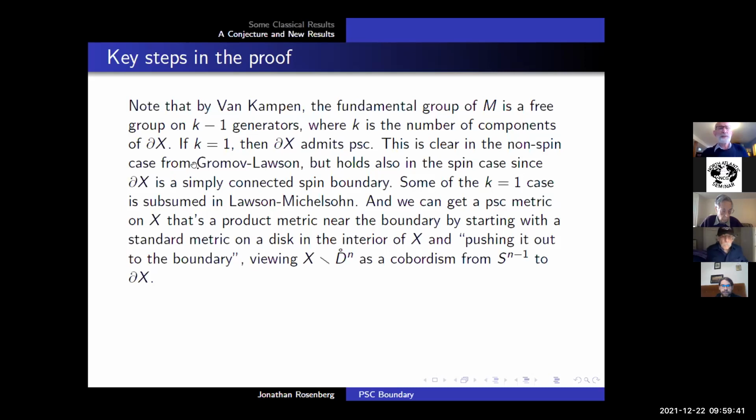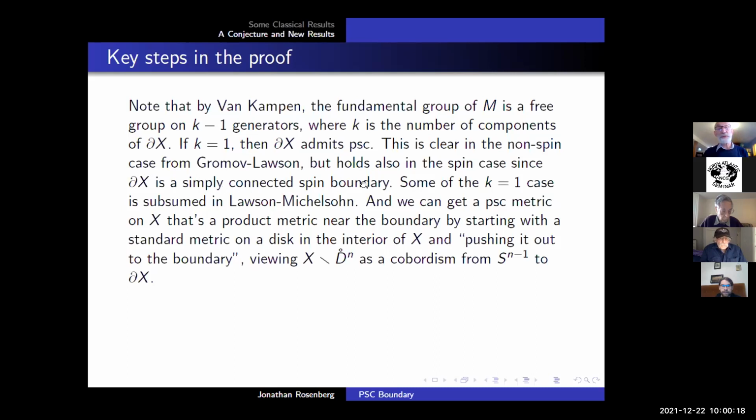All right, in that case, if k is equal to 1, then the boundary admits positive scalar curvature. Why? Well, in the non-spin case, that's part of the Gromov-Lawson theorem. Remember, Gromov-Lawson said that if you have a simply connected non-spin manifold of dimension at least 5, then it always has a metric of positive scalar curvature. But this also holds in the spin case because the boundary of X is a simply connected spin boundary.